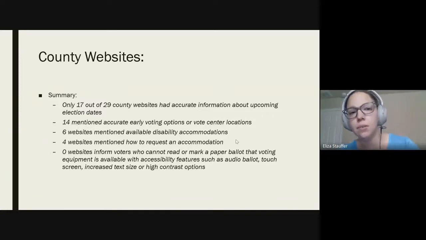So some of the numbers, I tried to pull out the most significant numbers in my opinion, but there are still more. So I really encourage you to look at the report itself. But a summary of what we found is for county websites, only 17 out of 29 county websites had accurate information about upcoming election dates.